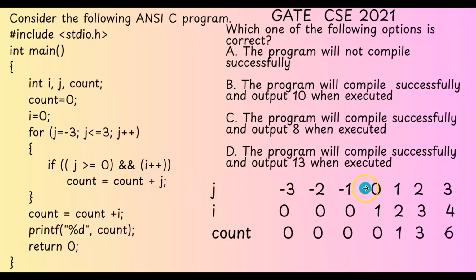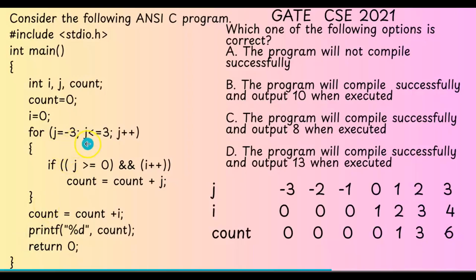But when J becomes 0, this condition becomes true. The I value will be incremented by 1, so it will become 1. Count is equal to count plus J, it will become 0. Next time J will become 1 and the condition becomes true. So the I value will be 2 and the count value will be 0 plus 1, 1. Next time the J value will become 2, the I value will become 3, and the count value 1 plus 2, 3. Next time the J value will become 3 and the I value will become 4, and the count value will become 3 plus 3, 6.